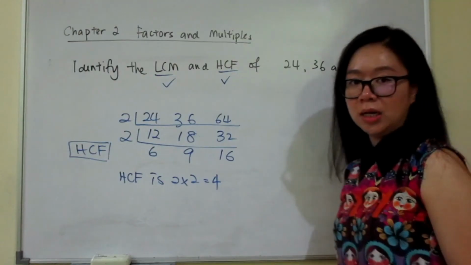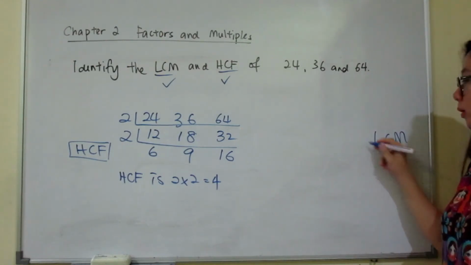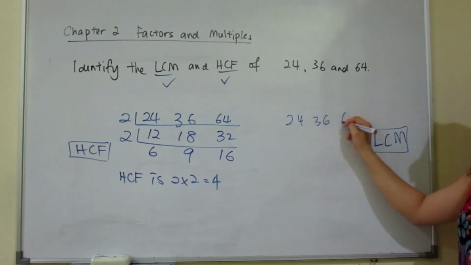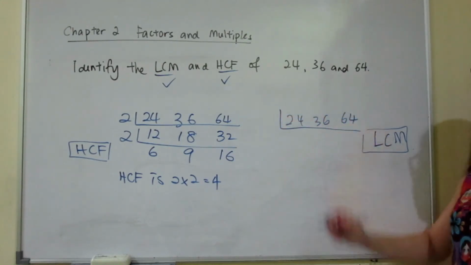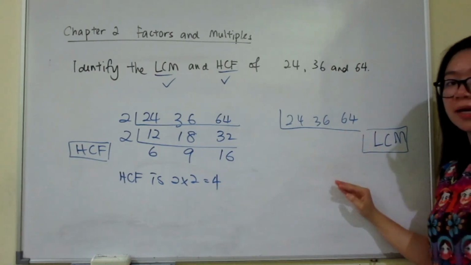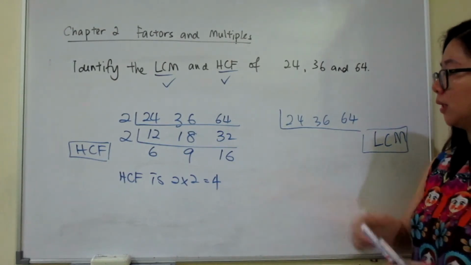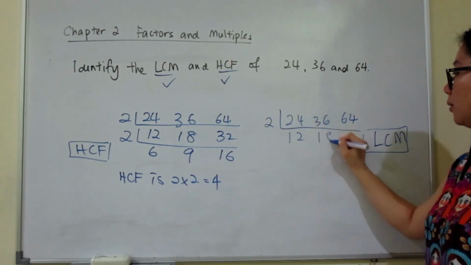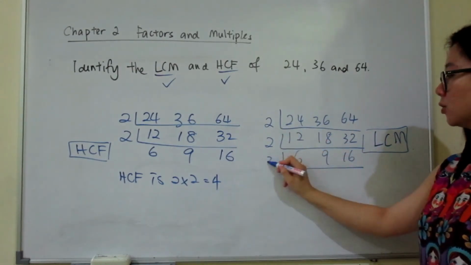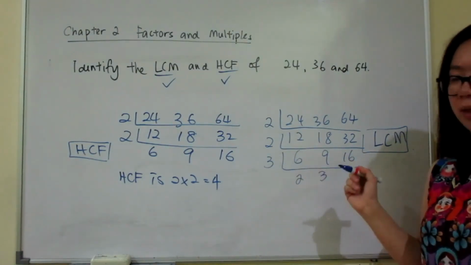Now, the last part of this video, determine the lowest common multiple of 24, 36, and 64. Okay, so for this one, we need to divide it until all of them becomes 1. Okay, so let's do the same thing. 2, this one becomes 12, 18, 32, and then divide again by 2. This one becomes 6, 9, 16, and then we can divide 6 and 9 by 3. 6 divided by 3 is 2. 9 divided by 3 is 3. 16 cannot be divided by 3, so just copy down.